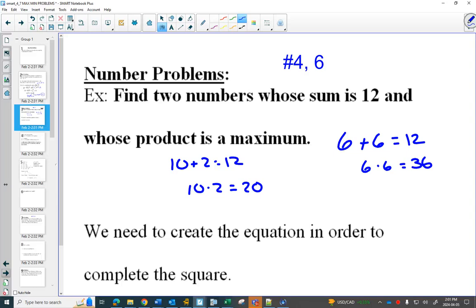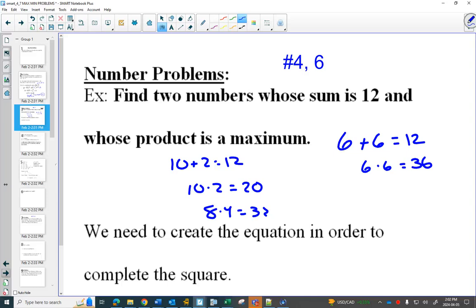Any other ones? 8 and 4. Can you see that 8 times 4 would give you 32? This one is still winning. 5 and 7. 35 is closer, but 36 is still winning. Okay? What about 9 and 3? That makes 27, so 6 and 6 is still ahead.